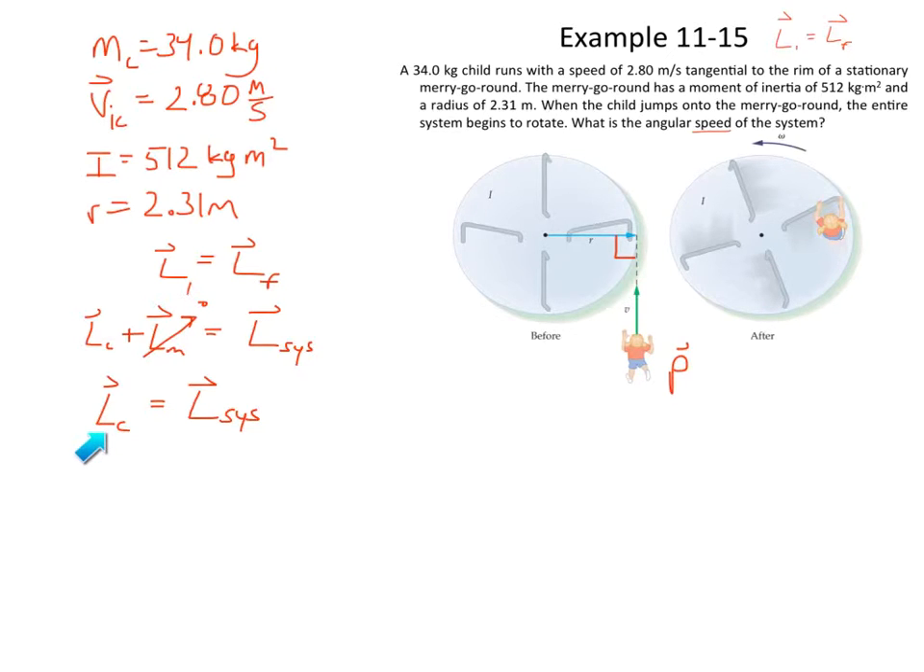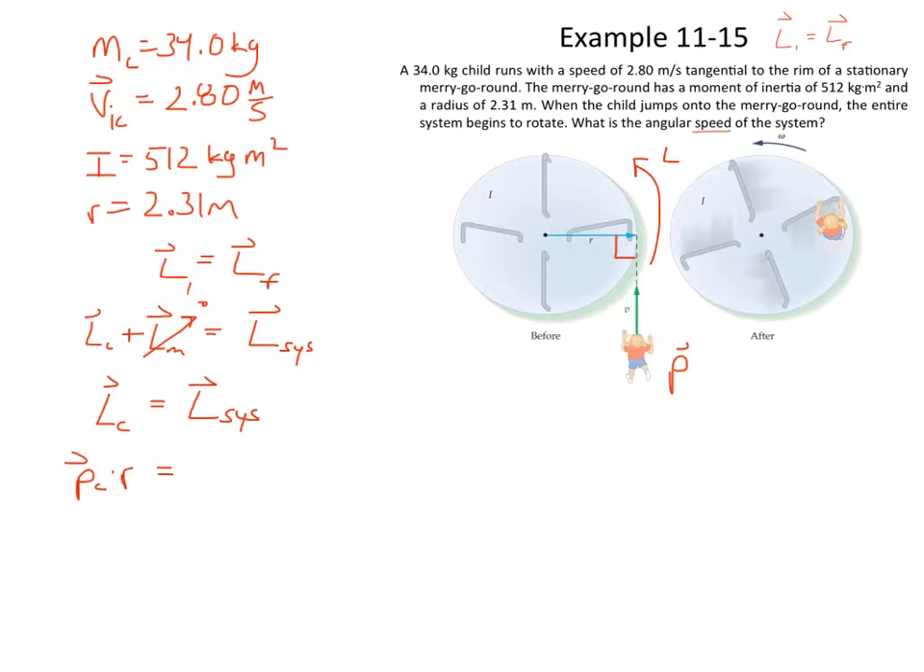We describe that as the linear momentum of the child times what? How do we take a linear quantity and turn it into an angular quantity? Well, we multiply it by the radius, right? So that's going to be momentum of the child times R equals the angular momentum of the system.